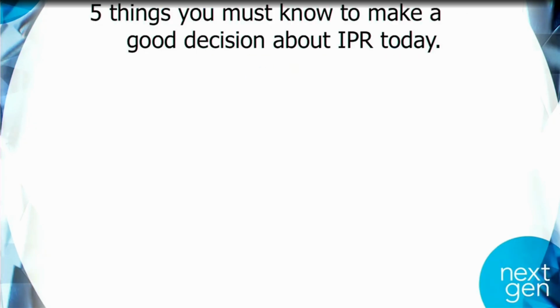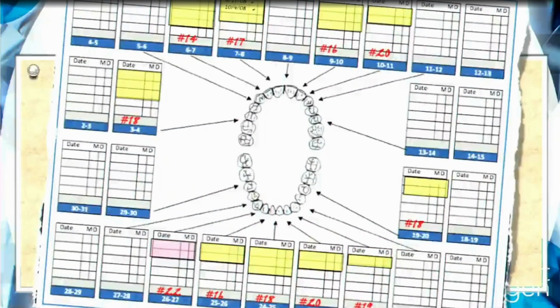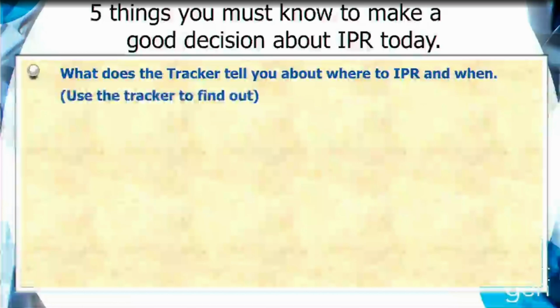Now, you need 5 things to make a good decision about IPR today, and they're all very easy. And you all have them right in front of you. Number 1, what does the tracker tell you about where to IPR and when? So you've got the tracker in front of you, and you're at aligner 16, and you're supposed to do 3 tenths of a millimeter, and you say, it's probably a pretty good idea for me to do IPR today. So you do. So that's the first thing you need.